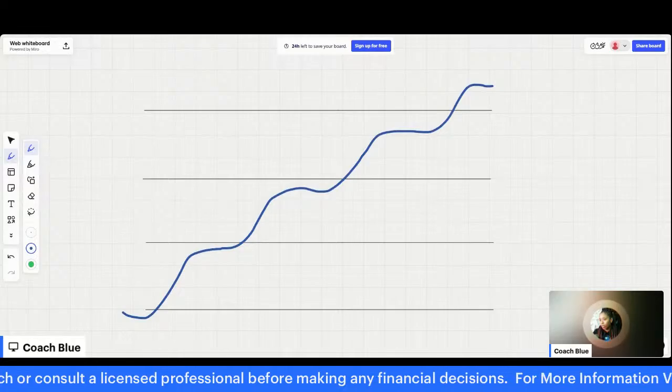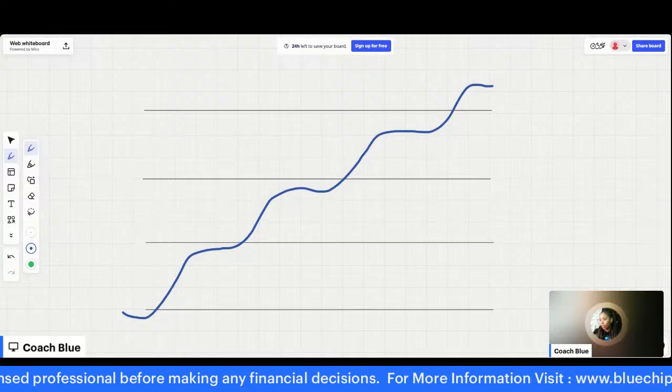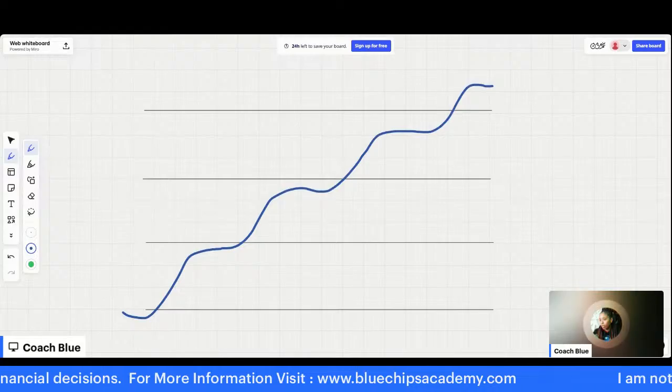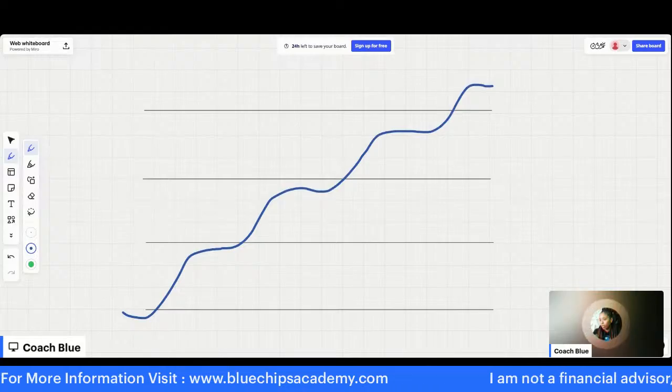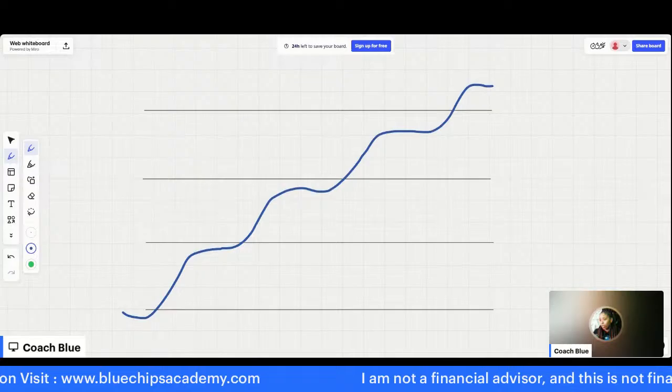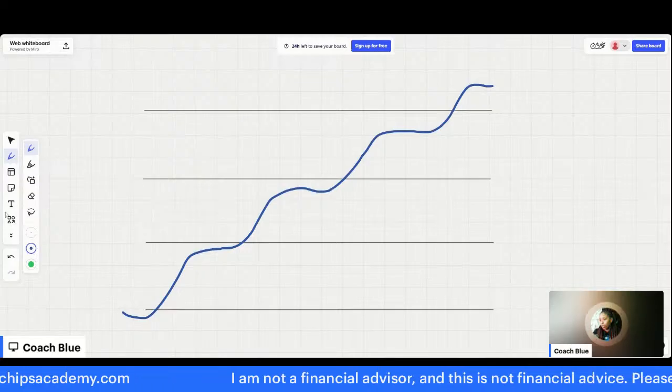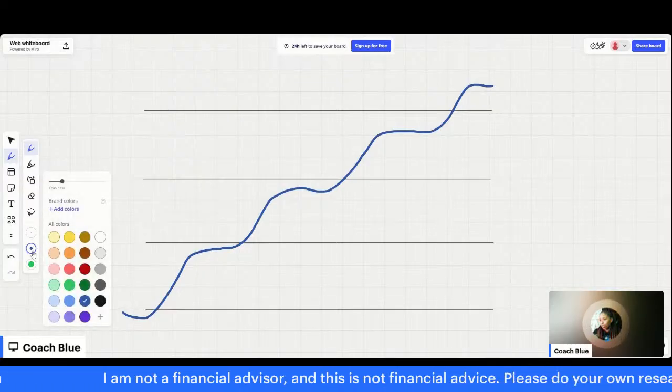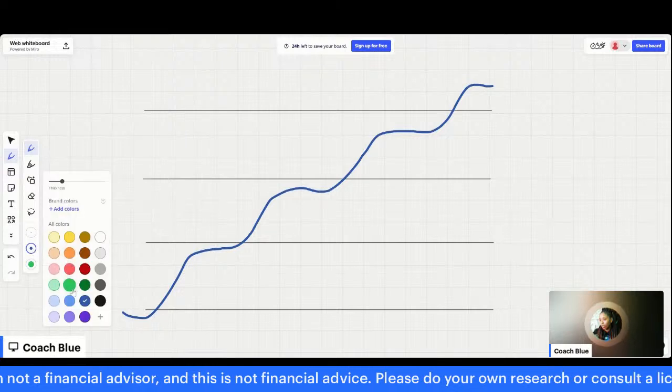So let's look into this, guys. So now we have the 200 going to the upside. Now, with the 200 going to the upside, let's illustrate some patterns for the bullish movements.